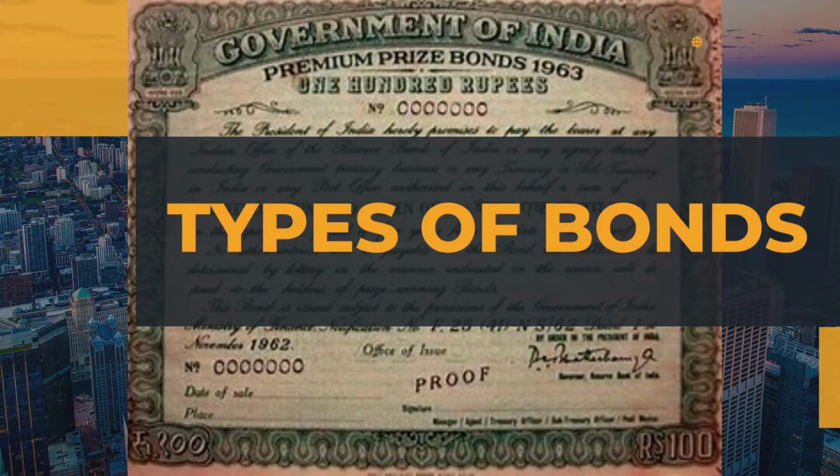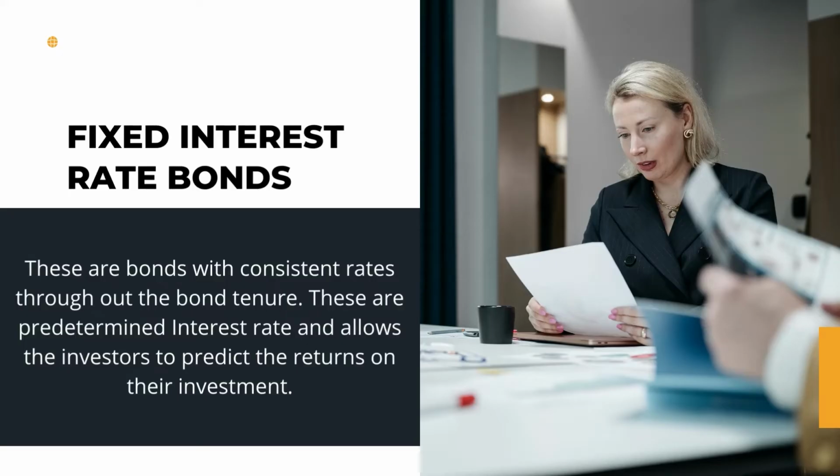So in the last video, we understood what bonds are, what the advantages and disadvantages are, who all the issuers of bonds are, and why one should invest in bonds, right? Now let's understand the different types of bonds available in the market with all their specific characteristics and features. So let's start with the fixed interest rate bonds.